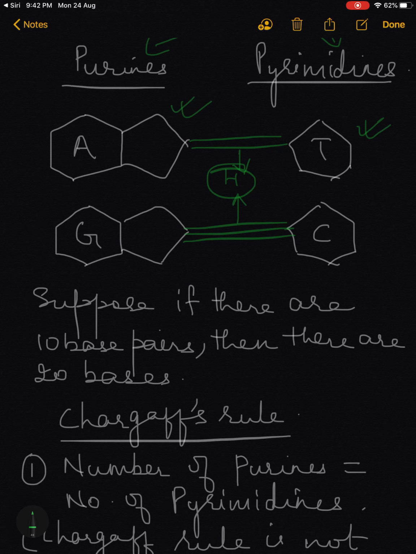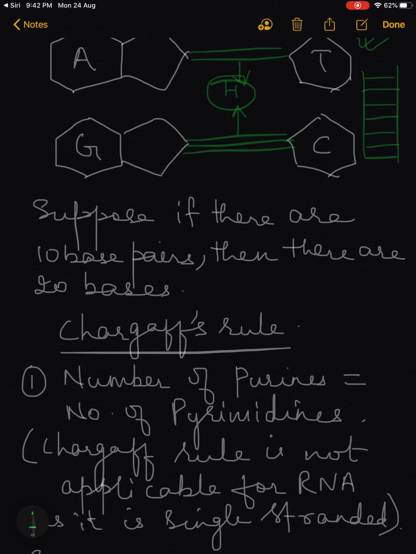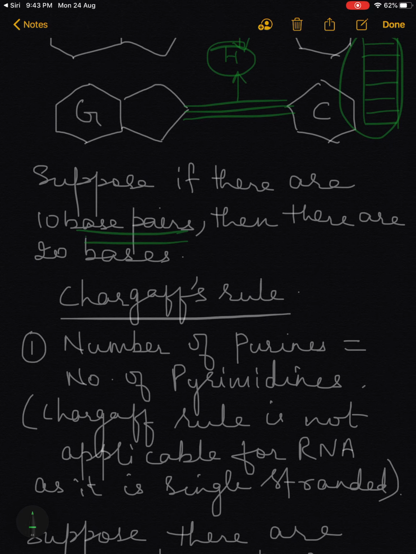Now suppose let us take a DNA sequence which is having only 10 base pairs. Suppose this is my DNA sequence which I have taken, and it is having 10 base pairs. Then if the base pairs are 10, how many bases does it have? 20. 10 purine and 10 pyrimidine. So total number of bases will be 20.